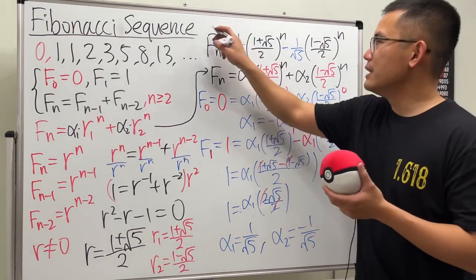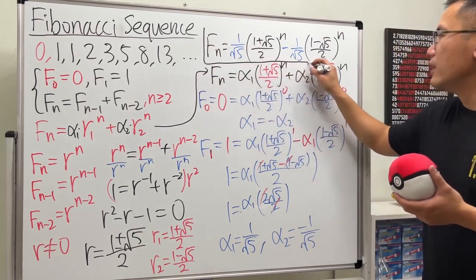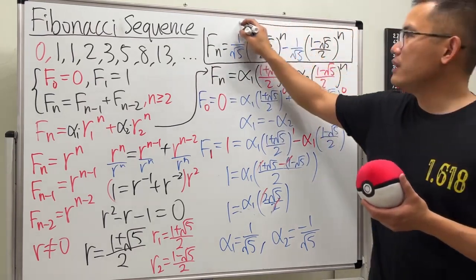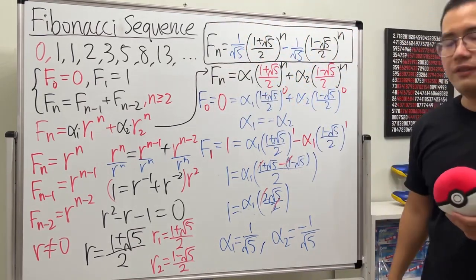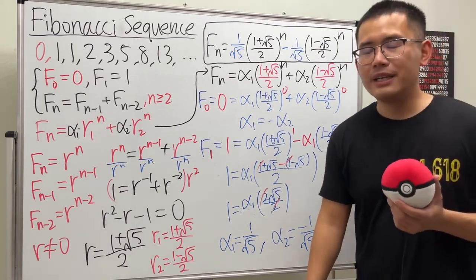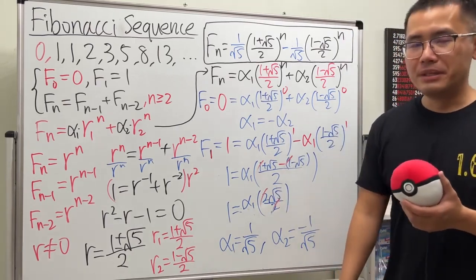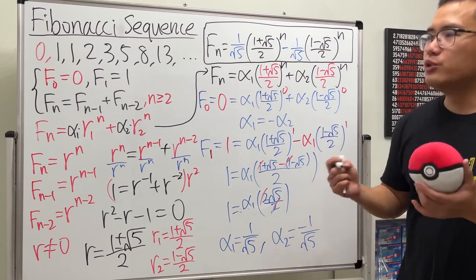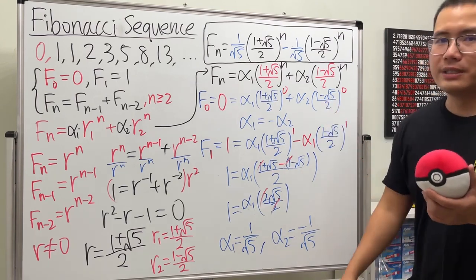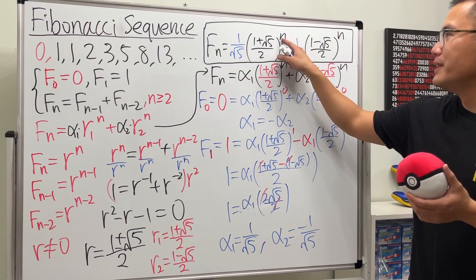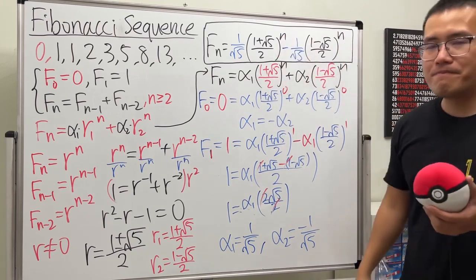Alright, ladies and gentlemen, this right here is the formula for the nth term of the Fibonacci sequence. So now we can be really happy, huh? Because now if you want me to find out the 100th term of the Fibonacci sequence, we can just happily put in 100 into the n here and n here.